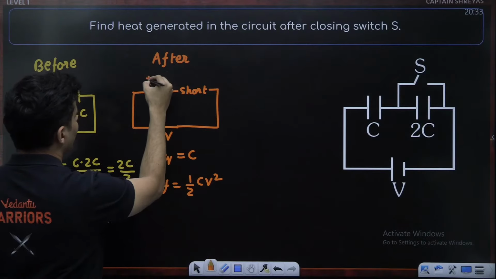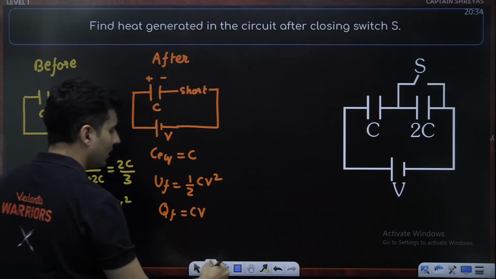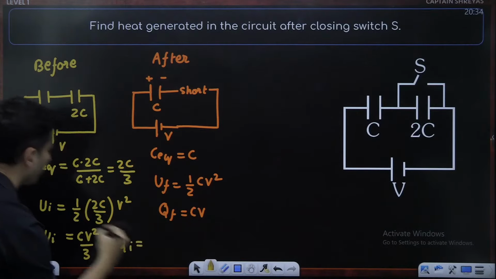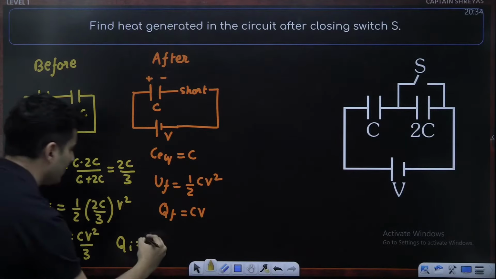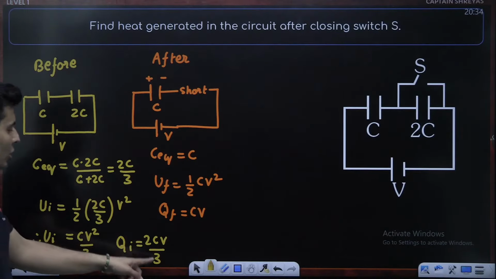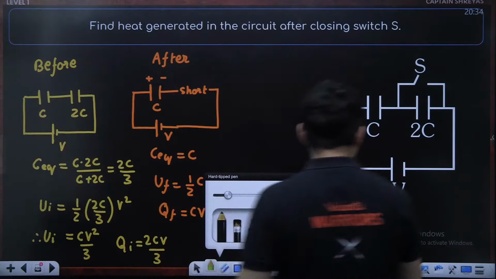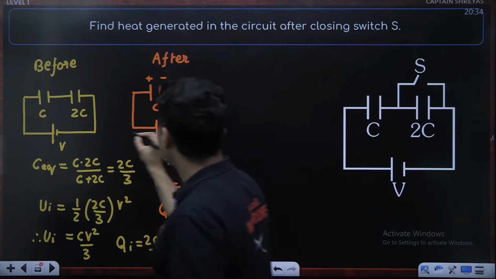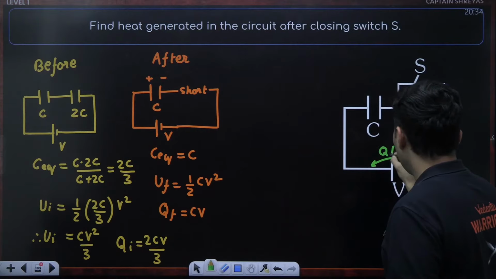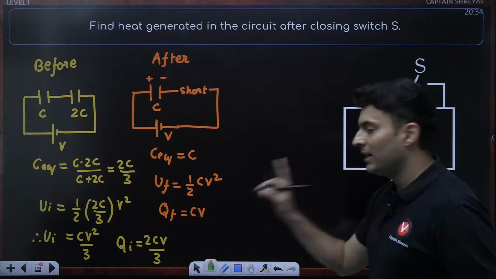What is the charge over here? The charge which is stored finally will be just C into V. What is the charge which is stored here? Capacitance into voltage, so 2CV divided by 3. So think about it. 2/3 became 1. That means the charge has increased. So how much charge will actually flow through the battery? Because earlier it was 2/3, now it has become 1.